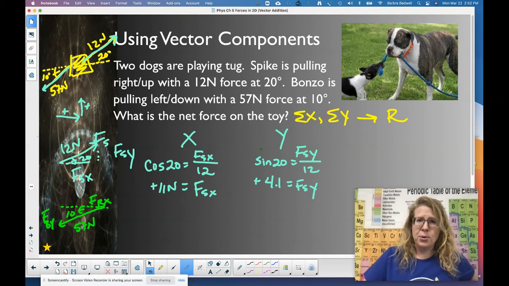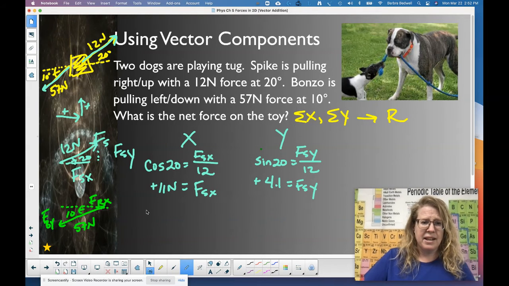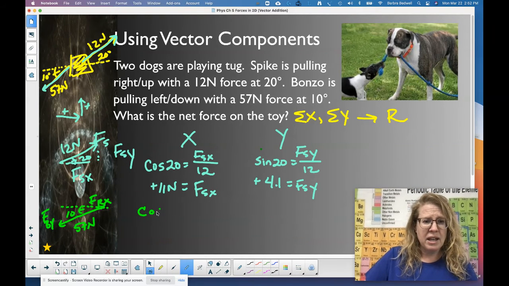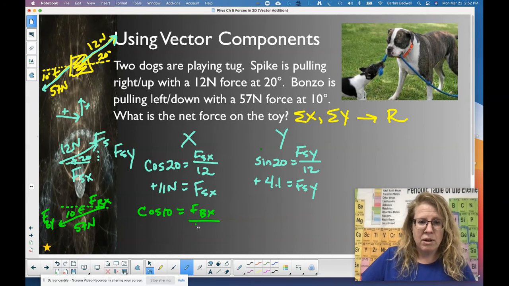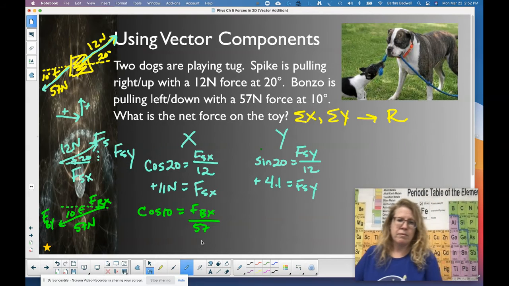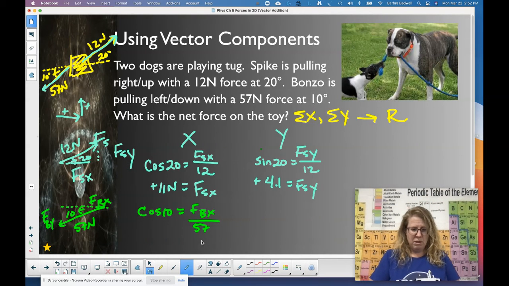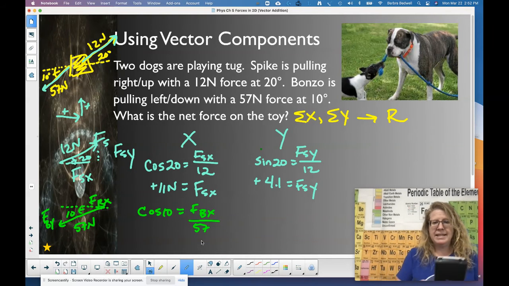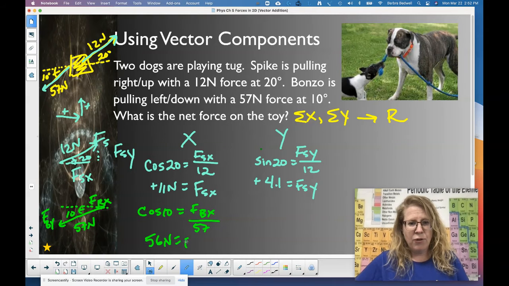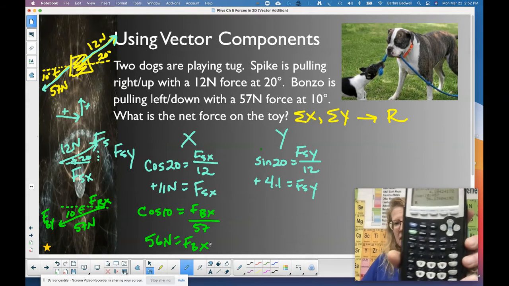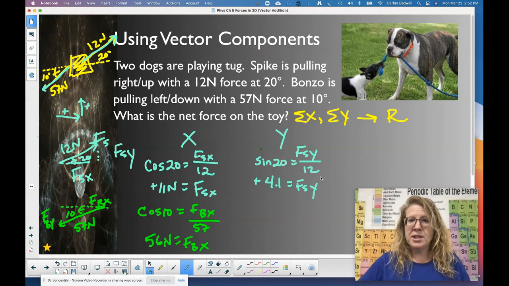Our x component is cosine. Again, cosine is the adjacent one in this case. So now for Bonzo, cosine of 10, because that's our angle, equals FBX for Bonzo, divided by 57 newtons. Wow, Bonzo's strong. So cosine of 10 times 57 is a horizontal force of 56 newtons equals the force of Bonzo in the x direction. Again, that's 56.